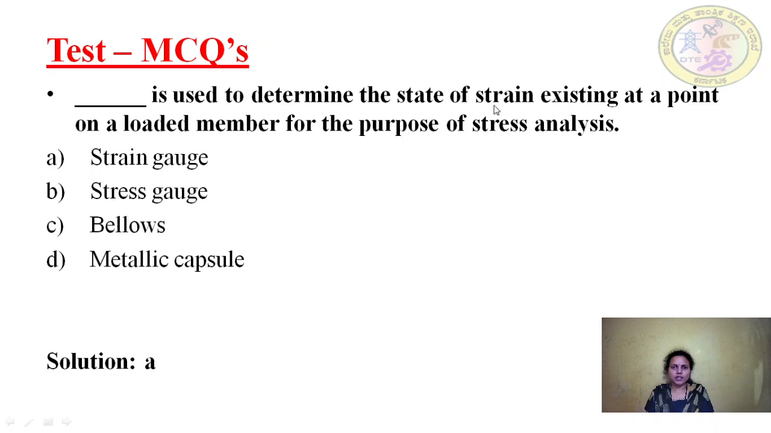Dash is used to determine the strain existing at a point on a loaded member for the purpose of stress analysis. Option A, strain gauge. Option B, stress gauge. Option C, bellows. Option D, metallic capsule. Solution is option A, strain gauge. Strain gauge is used to determine the state of strain existing at a point on a loaded member for the purpose of stress analysis.